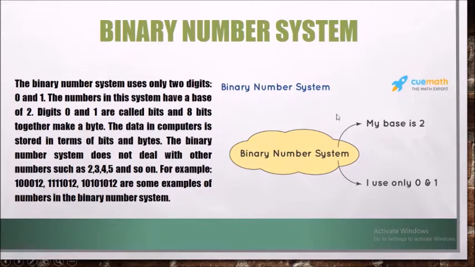My base is 2. I use only 0 and 1. This is the base, written as a subscript. I forgot the term. Subscript, yes, that is subscript. Subscript of 2. So 10001 subscript of 2, 111101 subscript of 2. Superscript is the one above, the exponent. So in the binary number system, my base is 2. That's why I use only 0 and 1.